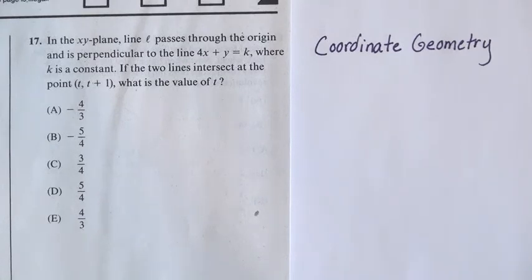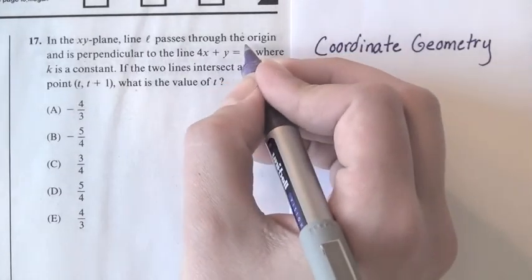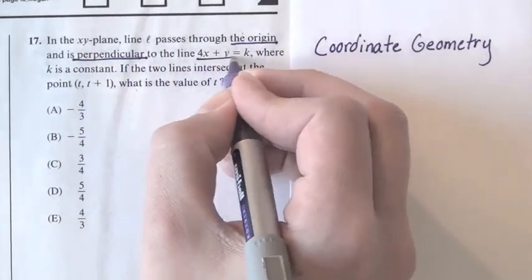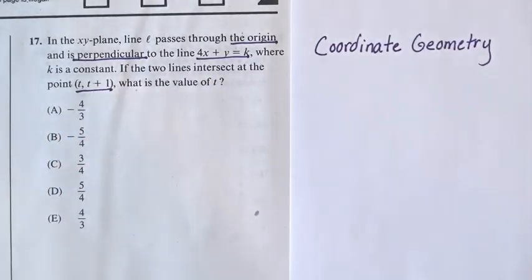Alright, to get started, let's go back through that question because it has a lot of really good information. So line L passes through the origin and it's perpendicular to this line. And then the two lines intersect at this point, meaning both lines contain that point. So that's all the really good information we have to work with.